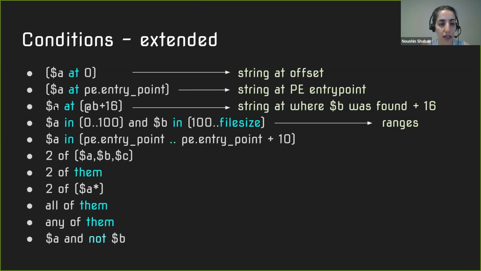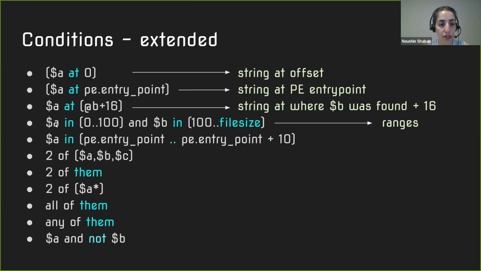Next one, string A at B plus 16. What this means is that with the at symbol, we get access to the offset that the string B was found in the file. And with this line, we want the string A to be where string B was found plus 16. So basically the two strings A and B, we want them to be 16 bytes away from each other, and we want the string A to be present after string B.